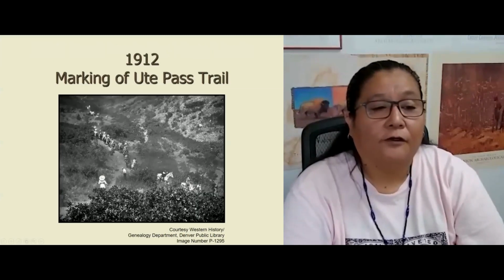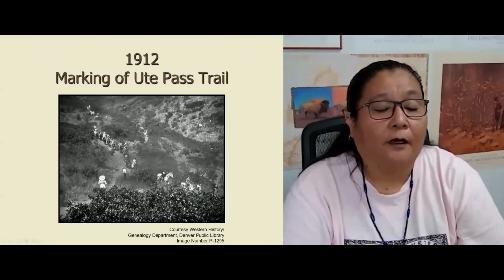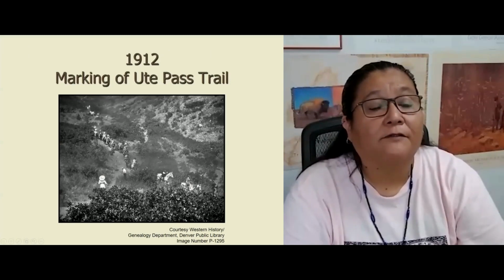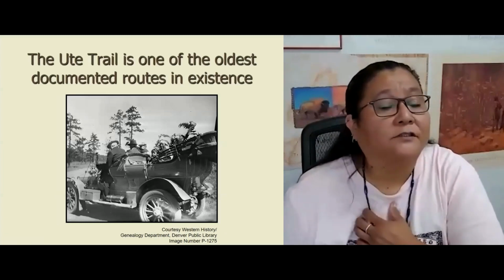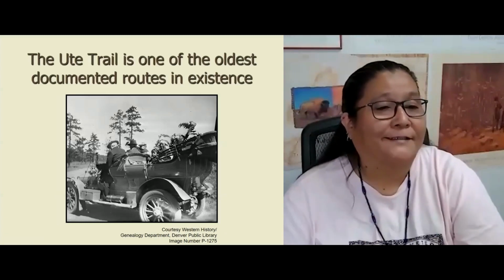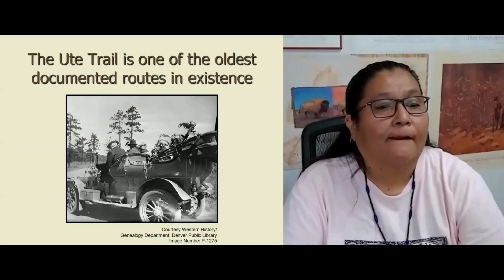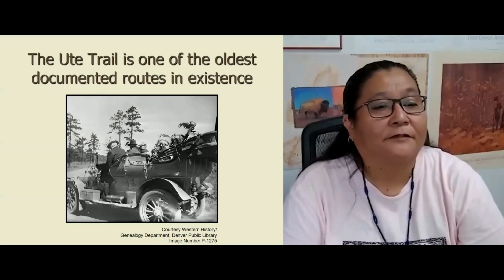1912, marking of Ute Trail Pass. This trail goes from the top of the Rocky Mountains and into the plains. It's actually one of the oldest documented trail routes in existence. So these are some of my favorite photos.